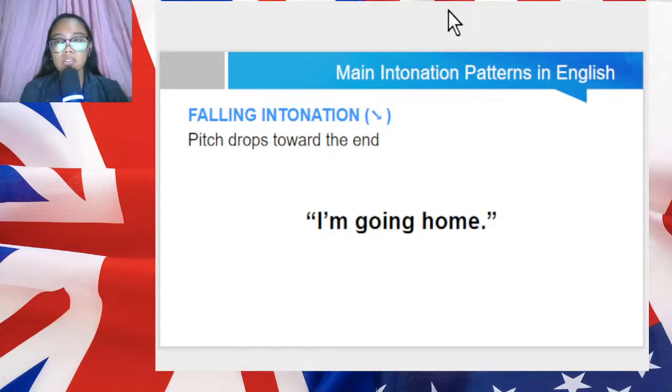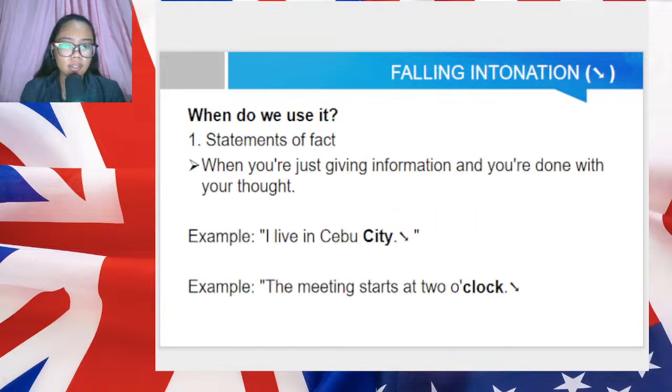Okay? So, when do we typically use falling intonation? It's often used to signal a sense of completeness, certainty, or even finality. It's like putting a period at the end of your spoken sentence. So, let's look at the example here. I'm going home. Again, I'm going home. When you say this with falling intonation, your voice descends on the word home.